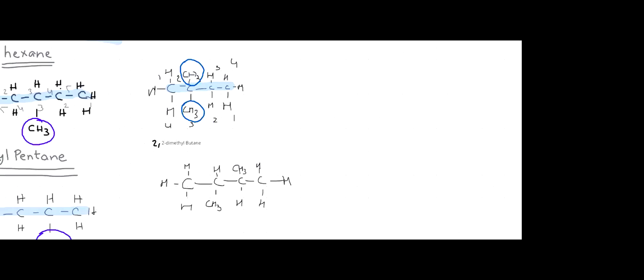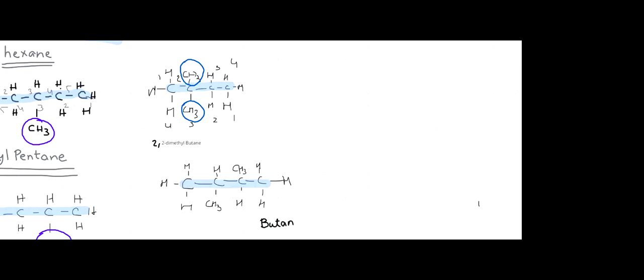The initial rules are the same. You'll decide on the longest carbon chain. The longest carbon chain is 4 carbon atoms, so you're going to write down but-. It is an alkane, so you write down butane.